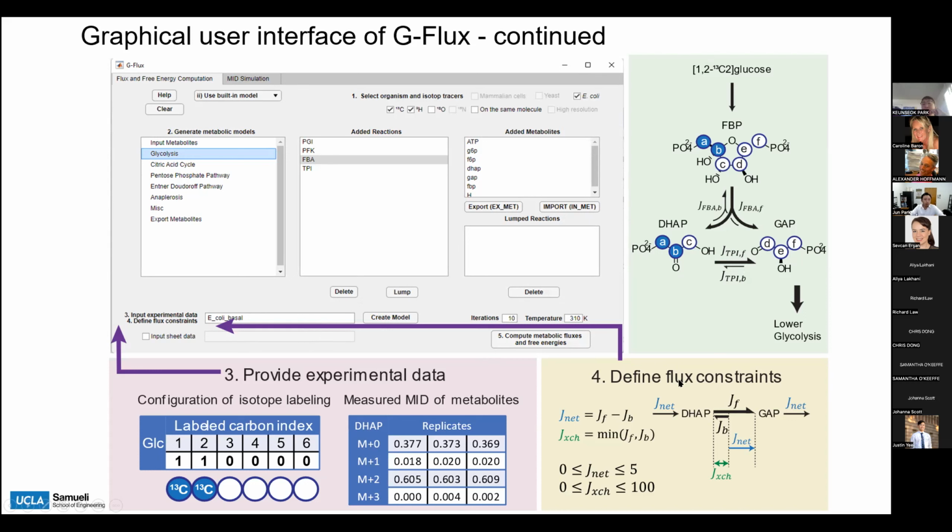In terms of defining flux constraints, I need to introduce a new concept of fluxes. The first one is net flux. So net flux is just the subtraction between forward flux and backward flux. And then the exchange flux is the minimum between the forward and backward flux, which is more convenient for defining flux constraints. So we define these net flux and exchange flux, and we constrain the numerical value by inequalities.